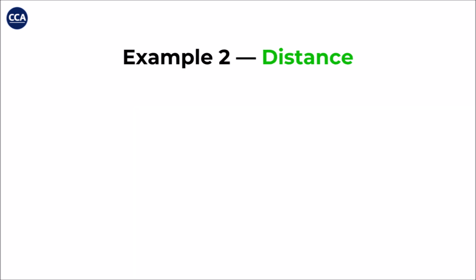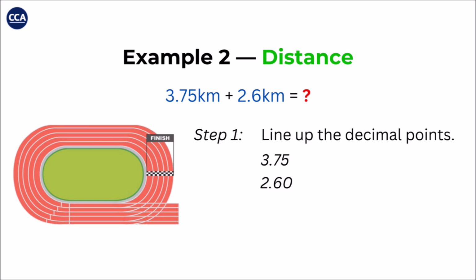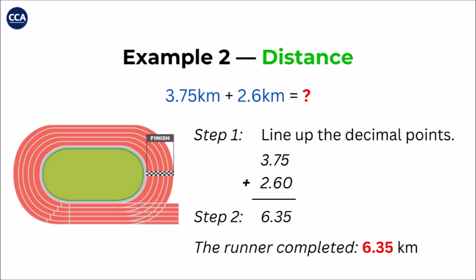Let's try a distance problem. A runner completes 3.75 kilometers in the morning and 2.6 kilometers in the evening. How many total kilometers did he run? Step 1. Line up the decimal points. 3.75 plus 2.60. Step 2. Add normally. 3.75 plus 2.60 equals 6.35. The runner completed 6.35 kilometers total. Notice, we added a 0 to 2.6 to make it 2.60. This doesn't change the value, but it makes lining up the decimals easier.